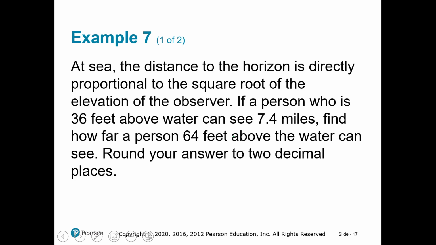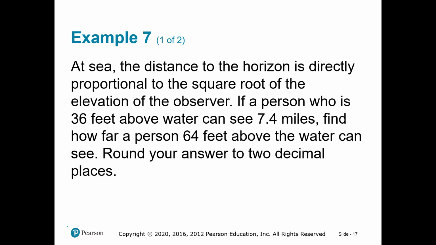Let's take a look at this problem. At sea, the distance to the horizon is directly proportional to the square root of the elevation of the observer. If a person who is 36 feet above the water can see 7.4 miles, find how far a person 64 feet above the water can see. And they're telling me to round to 2 decimal places. Okay, read it through once.